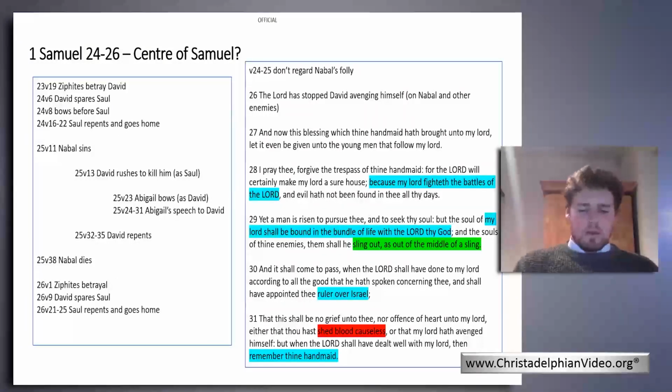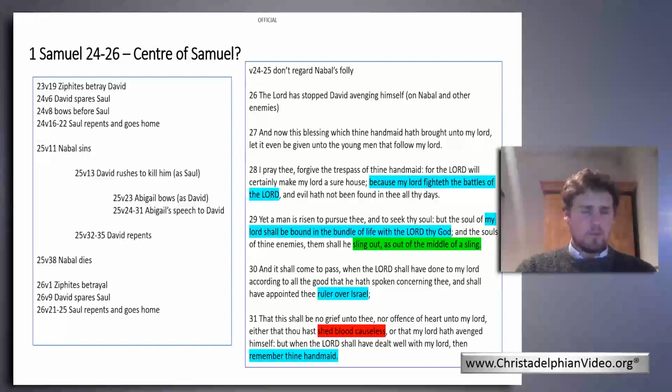So if we just go to chapter 23, we can see that there is a sequence that happens in the beginning of the chapter, or through chapter 23 and into chapter 24, which is then repeated in chapter 26. It begins with David is betrayed by the Ziphites there in verse 19. "Then came up the Ziphites to Saul to Gibeah, saying, 'Doth not David hide himself with us in strongholds?'" And they give David up to Saul. And so Saul comes to try to attack and to find David.